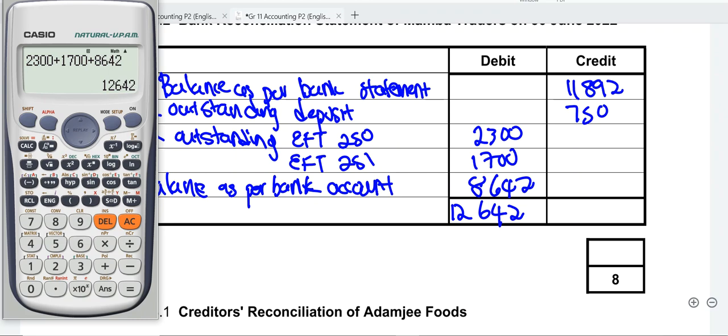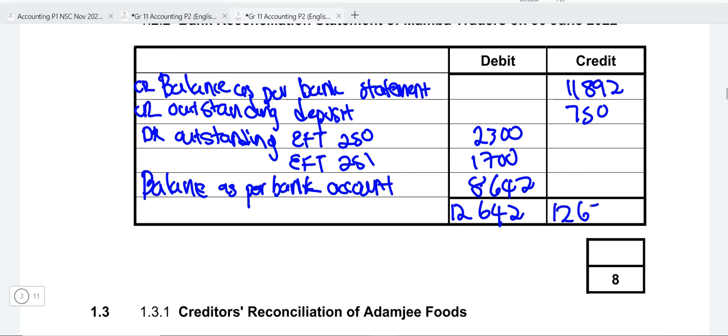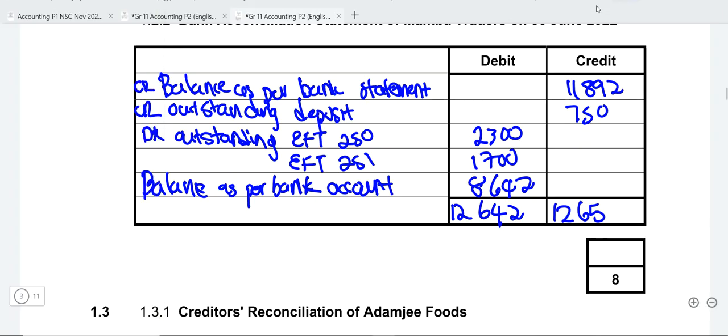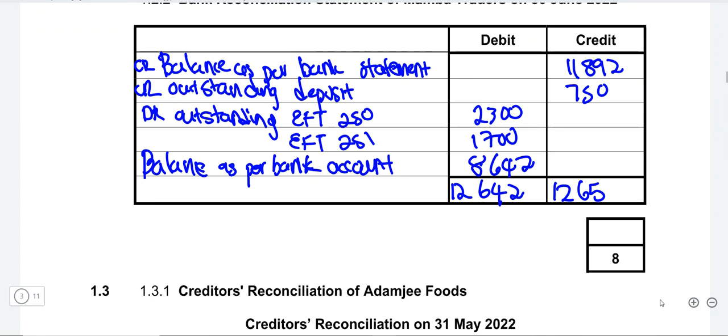So we'll say 11,892 plus 750, then it also gives us 12,650. Let me see, not 50, 42. So let me just put it correctly here. Okay, then the two sides are balancing.